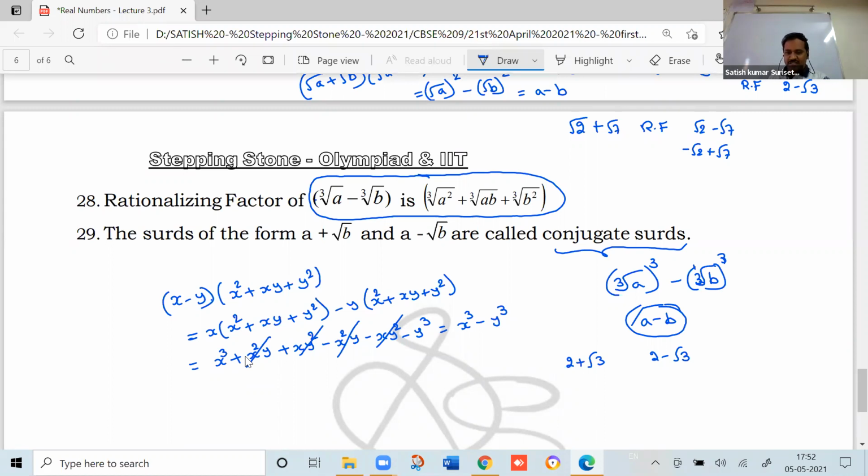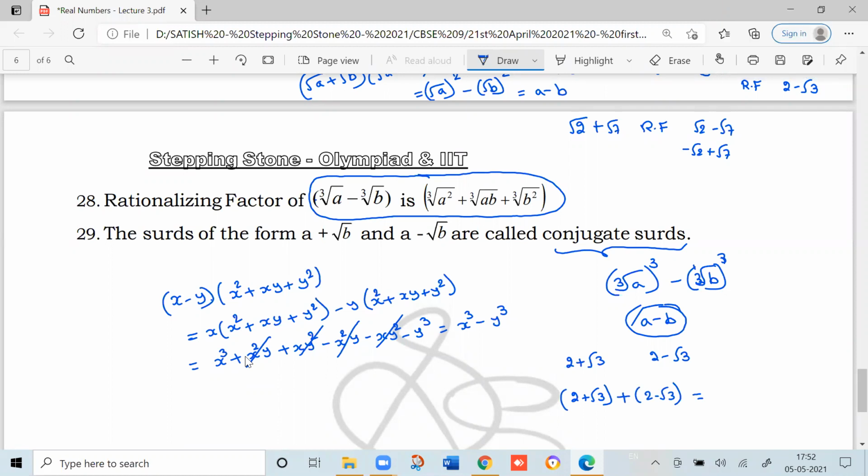So when I add these two, check whether the result is rational or not. What gets cancelled here? Root 3, root 3. So what is the result now? 2 plus 2, 4, which is a rational. Now let us consider the product.